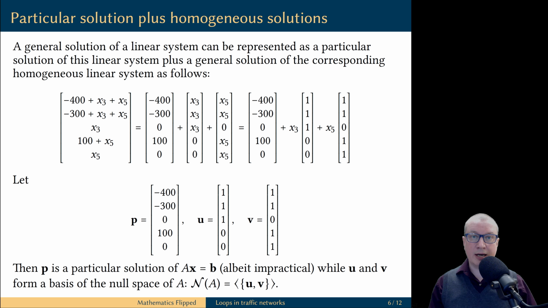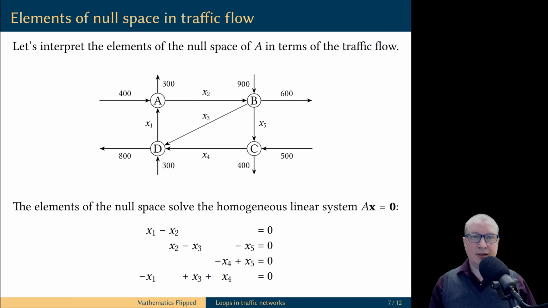Let me now explain how these can be interpreted in the context of the original traffic flow problem. The vectors in the null space of the coefficient matrix A are solutions of the corresponding homogeneous linear system. Our original traffic network model would have resulted in the homogeneous linear system if all the external traffic was set equal to 0. In other words, the elements of the null space of the matrix A correspond to balancing the traffic in a network where we do not allow any traffic to get into the network as well as any traffic to get out of the network.